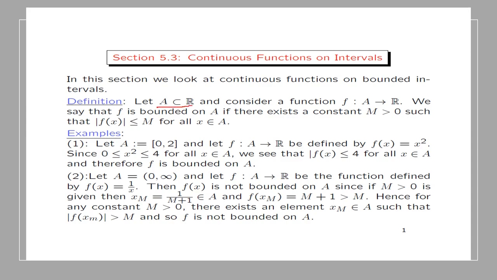Let A be a subset of R and consider a function f from A to R. We say that the function f is bounded on A if there exists some constant m bigger than 0 such that the magnitude of f of x is less or equal to m for all x in A. That's what we call a bounded function on a subset A of R.